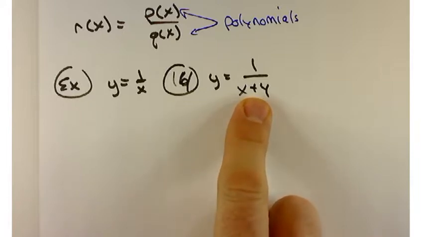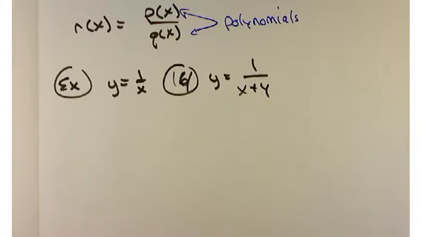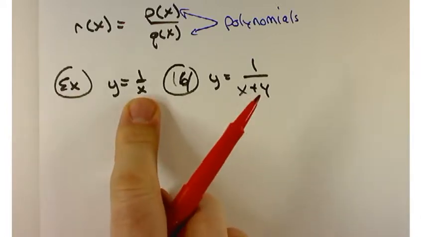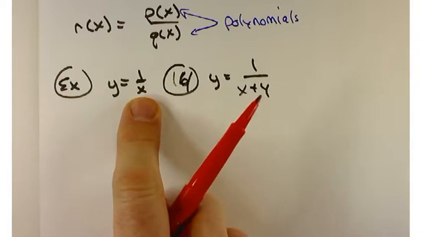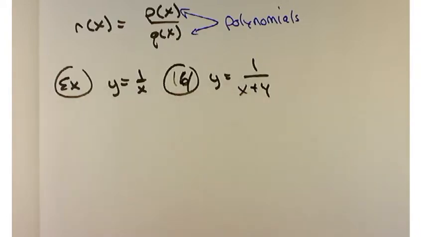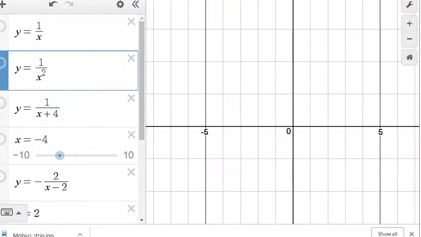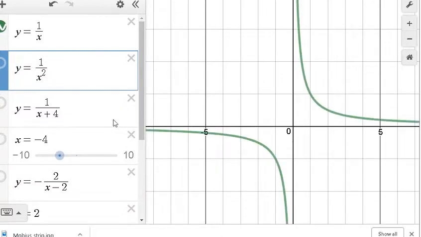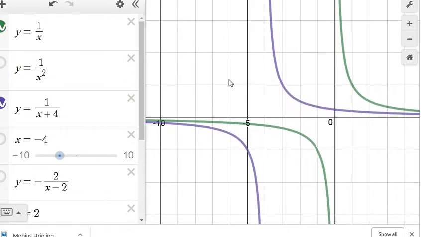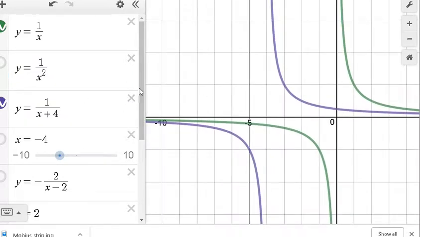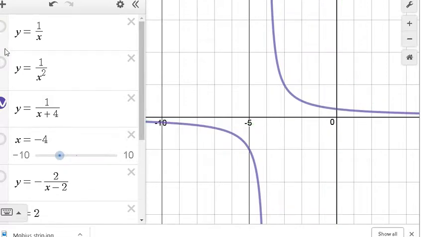And the thing is, you can see and predict where the new vertical asymptote is going to be. The vertical asymptote in this one was at x equals 0. Where's the vertical asymptote in this one going to be? Should be at x equals negative 4. Let's actually glimpse that by looking at the graph here. So here's your graph of 1 over x, and there's your graph of 1 over x plus 4. Let's get rid of that one.